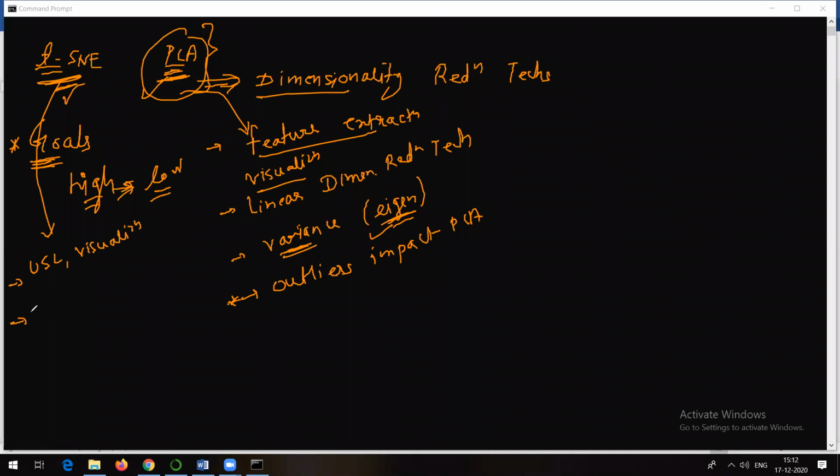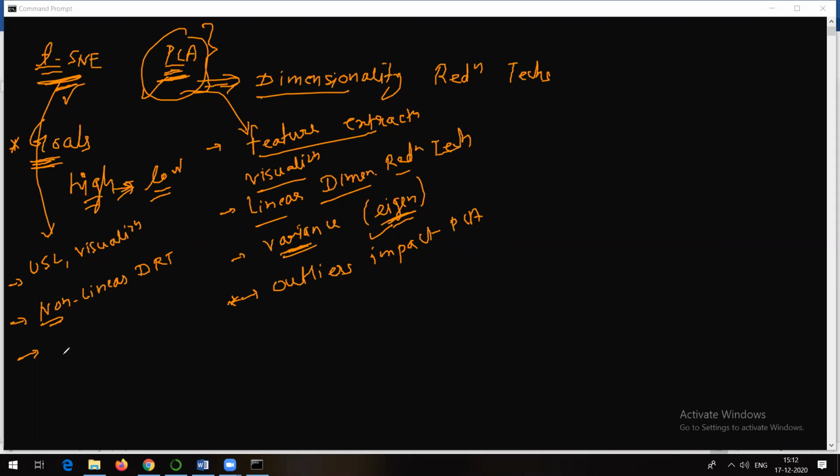Now t-SNE applies a non-linear dimensionality reduction technique, whereas PCA applies a linear dimensionality reduction technique. Just try to understand this. In this case, the focus is on keeping very similar data points close together in lower dimensional space, in the case of a non-linear dimensionality reduction technique.